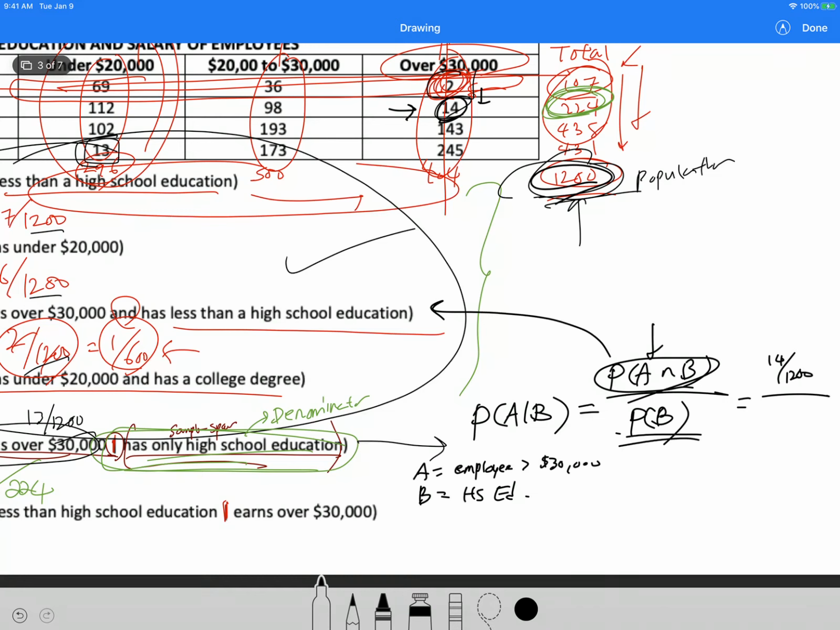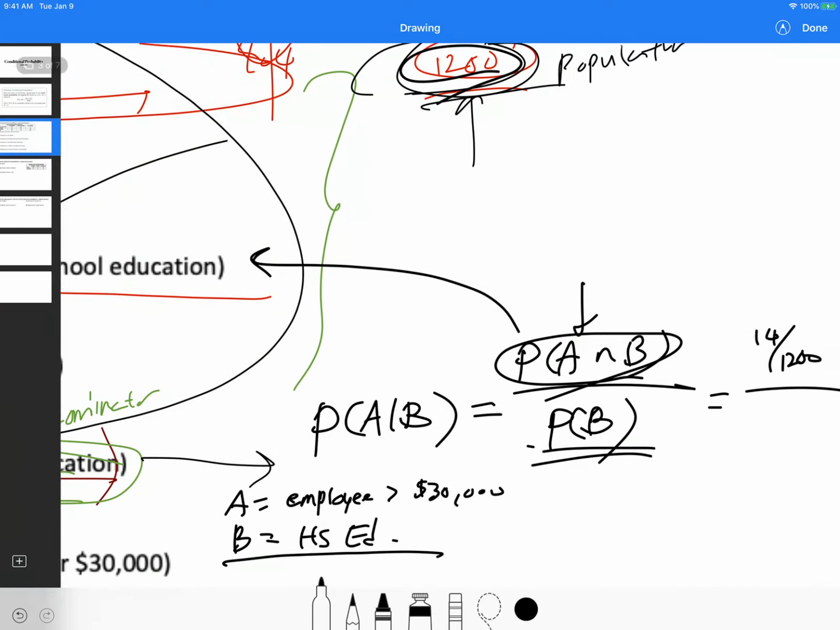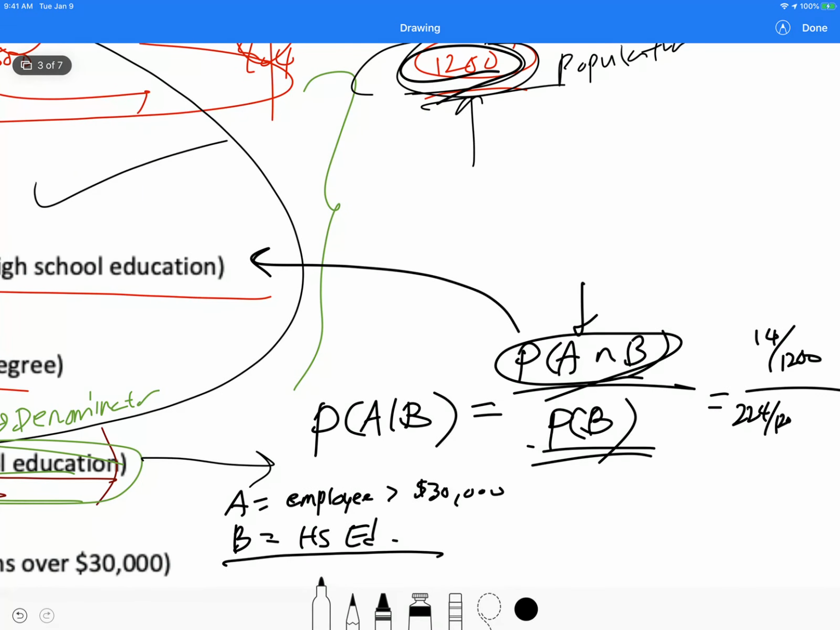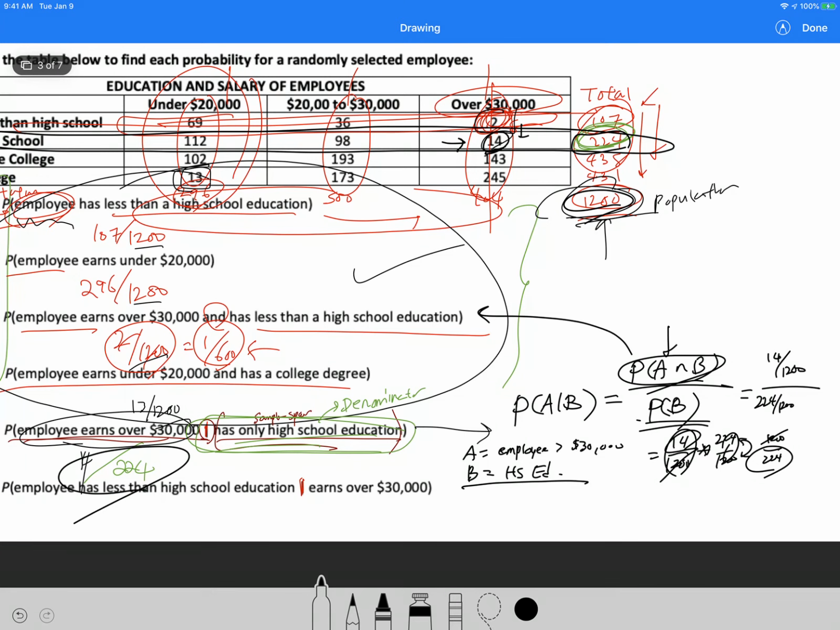Now, probability of just B is the high school education people, right? What's your probability of choosing a high school education person? That's the total number of people who've done high school, which is 224. So I'm going to say 224 over 1,200. Now, when you do this, 14 out of 1,200 divided by, I know it looks weird, that's the same thing as saying divided by 224 over 1,200. Keep, change, flip. So these two would cancel out, and then you have 14 over 224. Notice how we got the exact same answer right here.